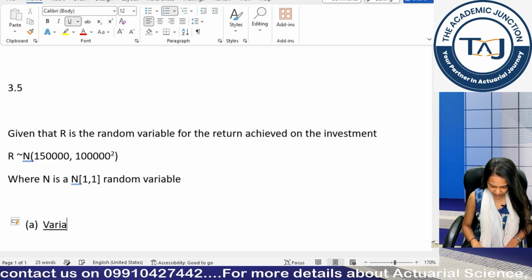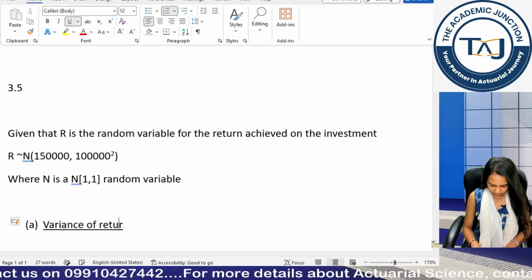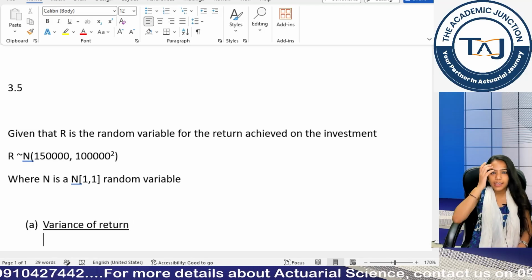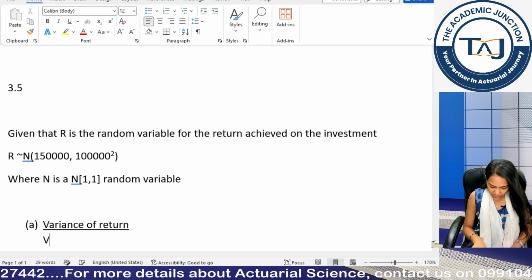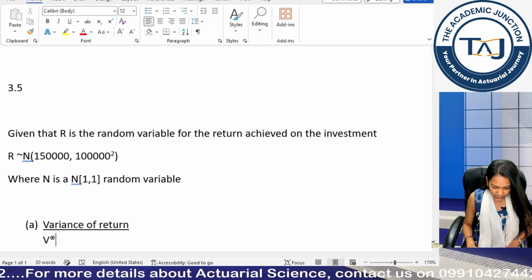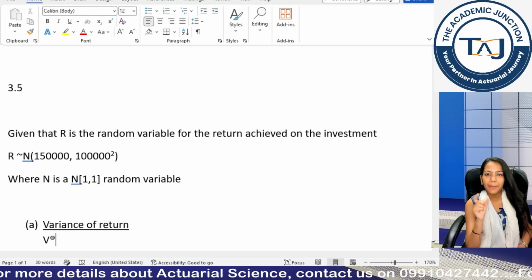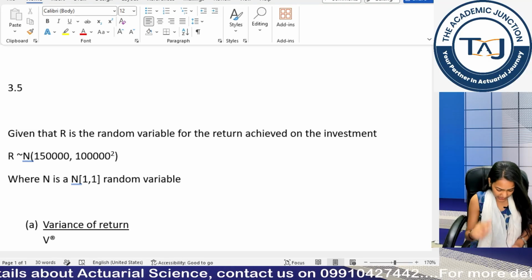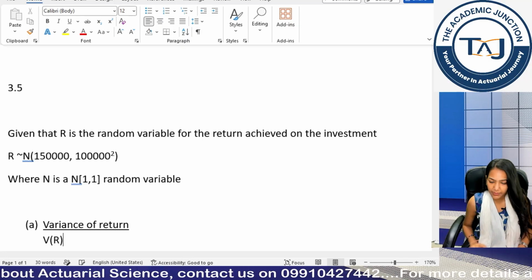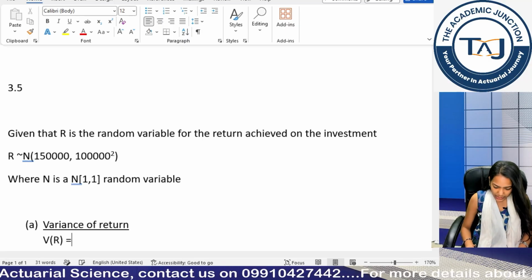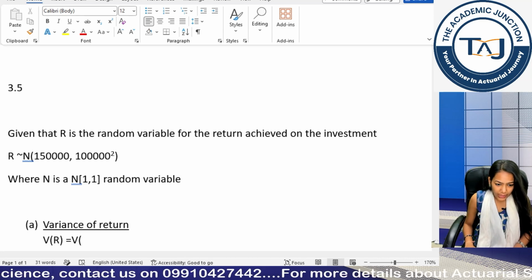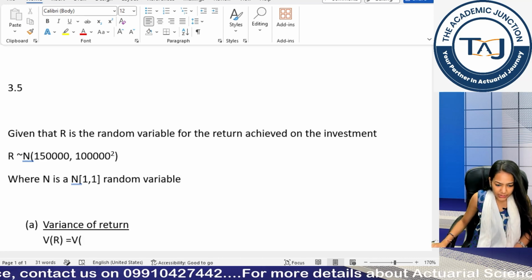Let me give the heading, variance of return. Since N is a normal distribution, we need to find the variance of R. Look, once I keep R in the brackets, it turns into this trademark sign. So, what you can do is press Control Z to bring it back to normal. Variance of R is equal to variance of... what is the formula for R we have been provided? Let us check.